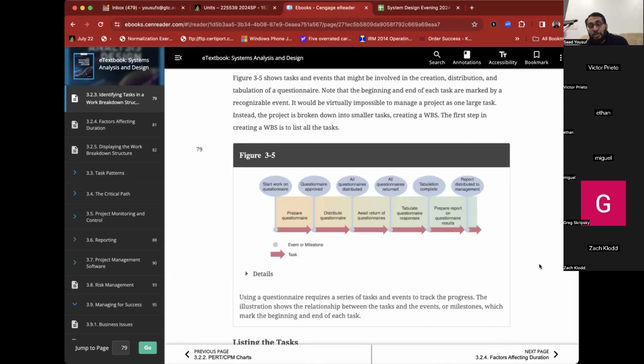So your questionnaire needs to get approved. After that, you need to start distributing your questionnaire. So all questionnaires get distributed. Then you need all questionnaires to be returned back to you. And then you need to tabulate the questionnaire responses and present them in the form of a report.